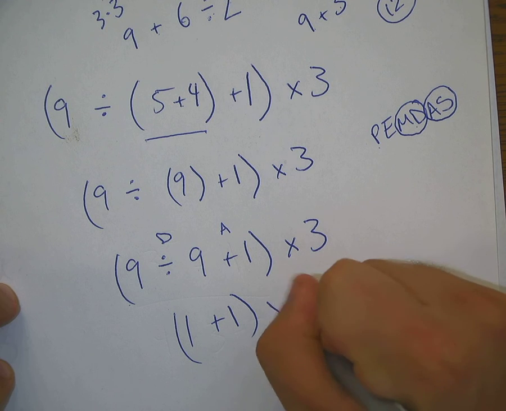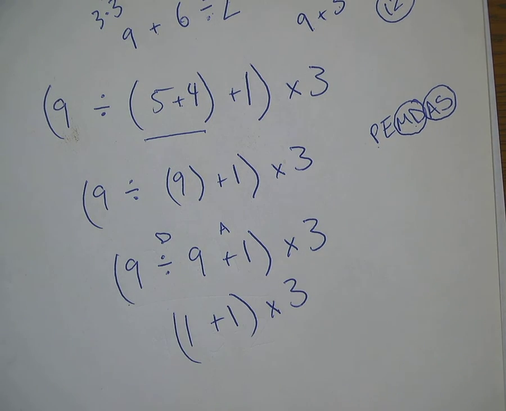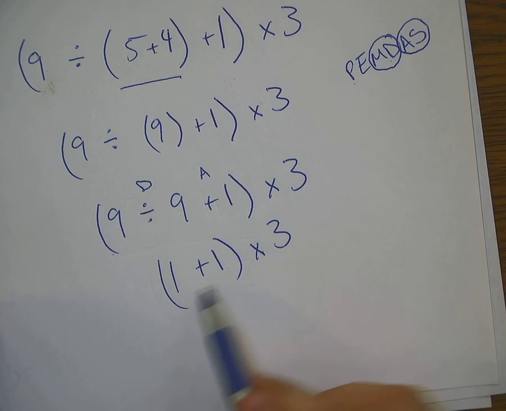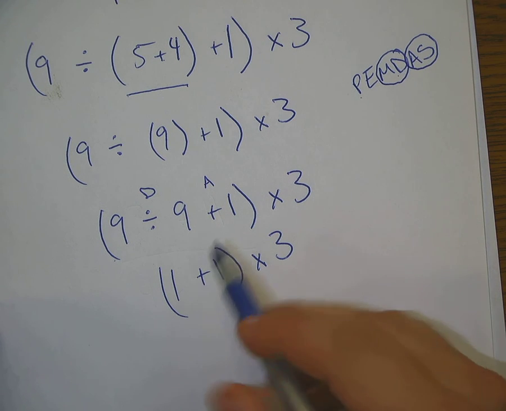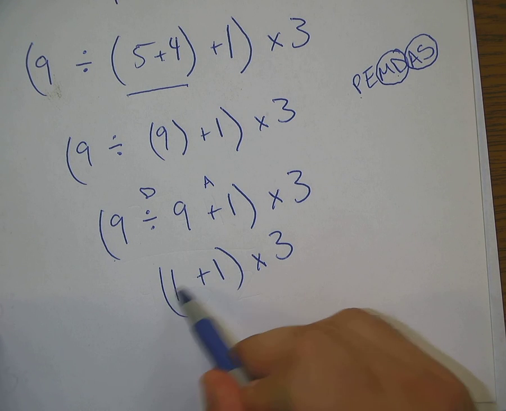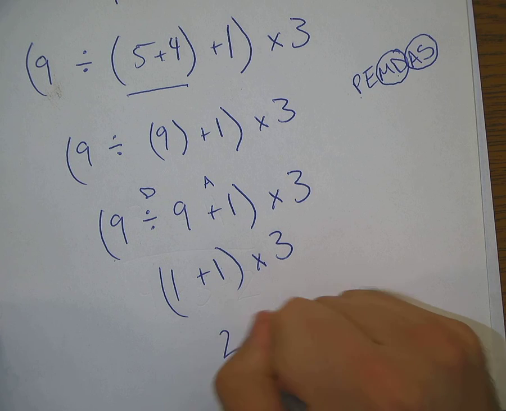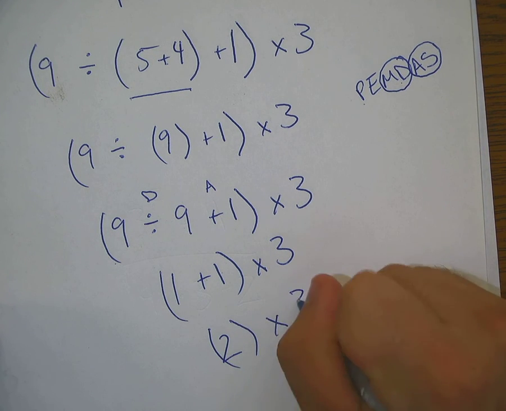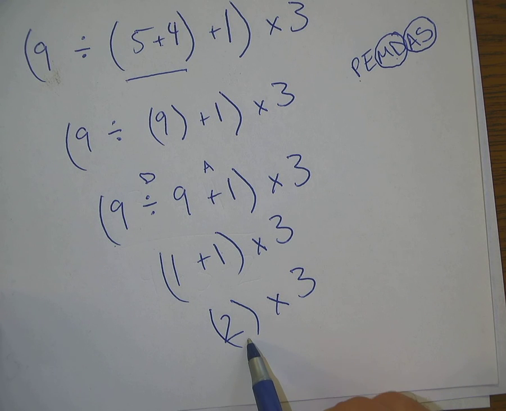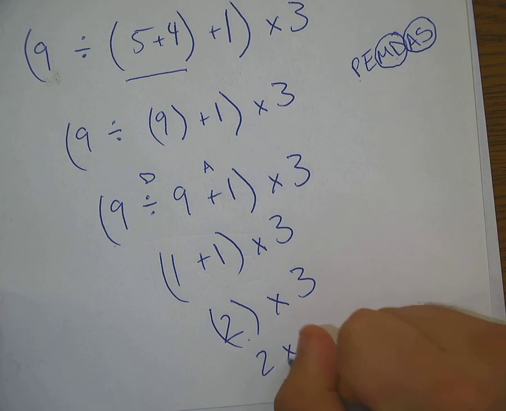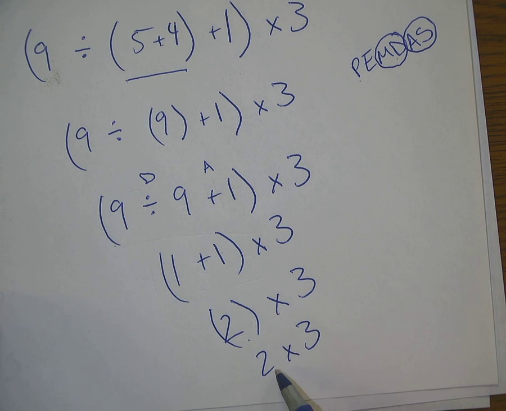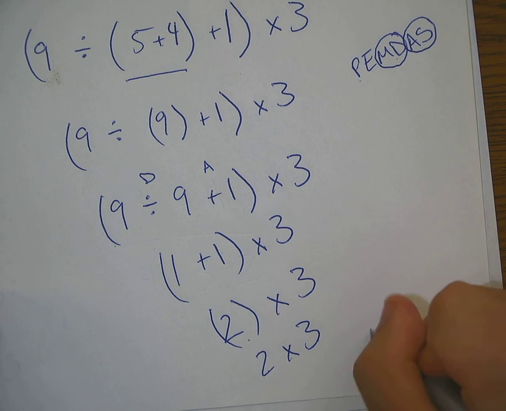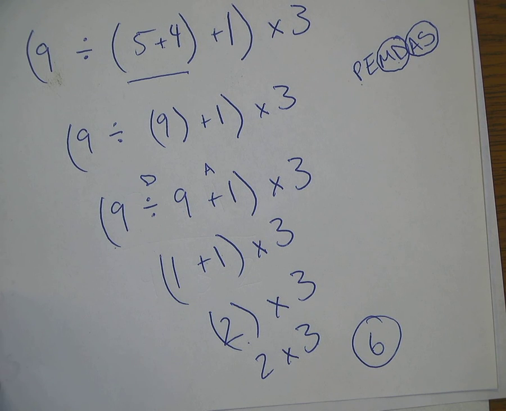I'm going to leave everything else the same in the problem. We still have parentheses, so that's still where we're working. But we only have addition now. So 1 plus 1 is 2. And now I have no other operations inside this parentheses. So I no longer need it. And last but not least, we get 2 times 3 is 6.